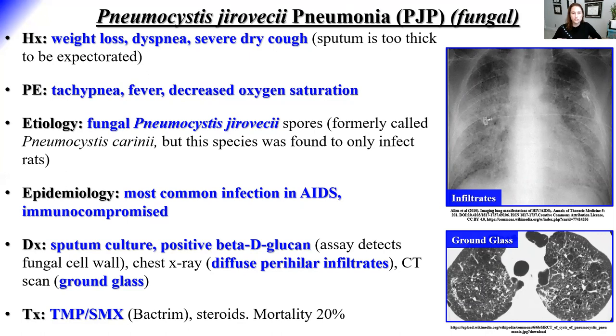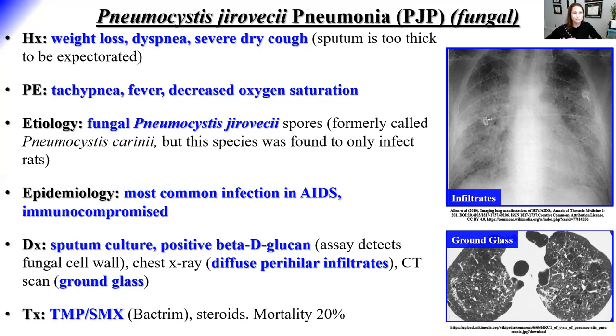A highly distinctive test for this one is a positive beta-D-glucan test. This is an assay that detects the fungal cell wall presence. On chest x-ray, it's not a great picture there, but you can see diffuse perihilar infiltrates. And when you do a CT scan, it will look like this kind of frosted glass or ground glass appearance.